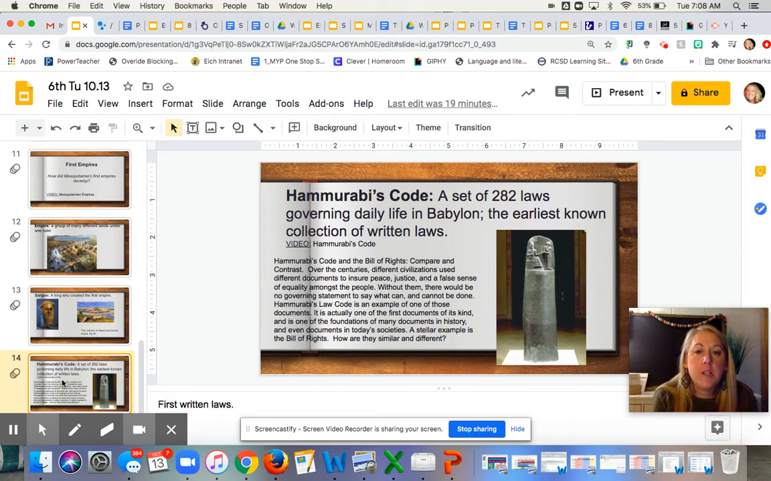So over the centuries, different civilizations used different documents to ensure peace, justice, and a false sense of equality amongst the people. We won't go into that now, but without them, there could be no governing statement to say what can and cannot be done. Hammurabi's Law Code is an example of one of those documents. It is actually one of the first documents of its kind and is one of the foundations of many documents in history and even documents in today's societies.